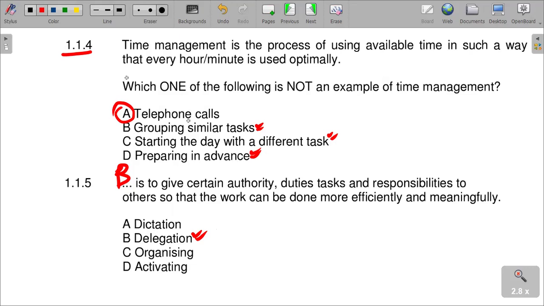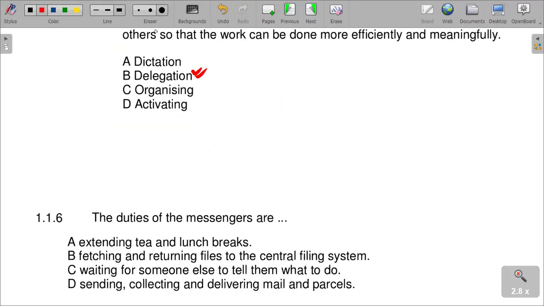We defined organizing last time in the beginning there. Dictation is a form of note taking, which does not apply in terms of authorities and responsibilities. So the correct answer is delegation.